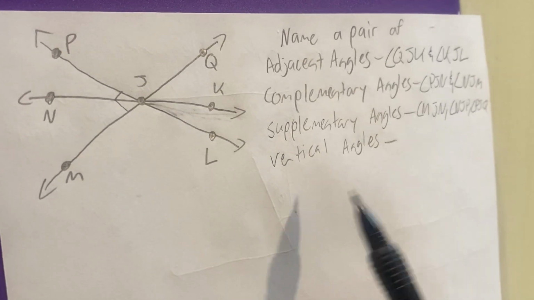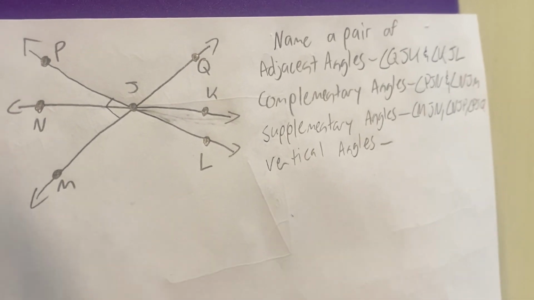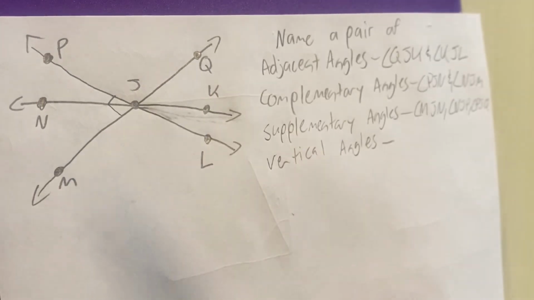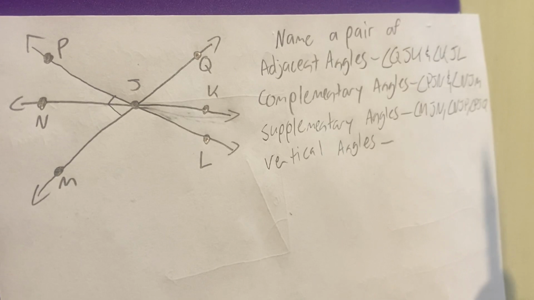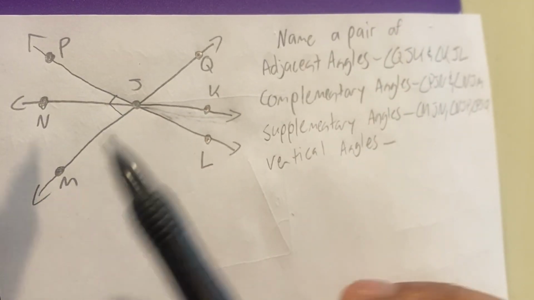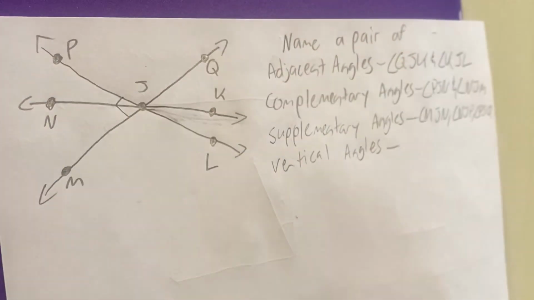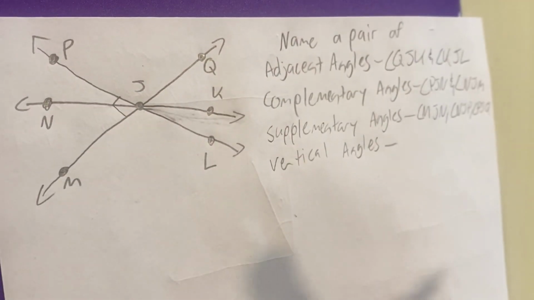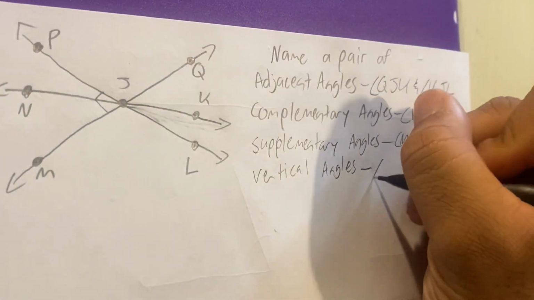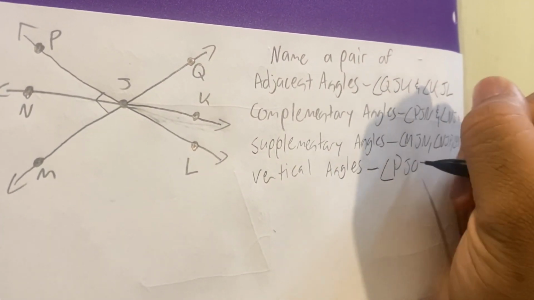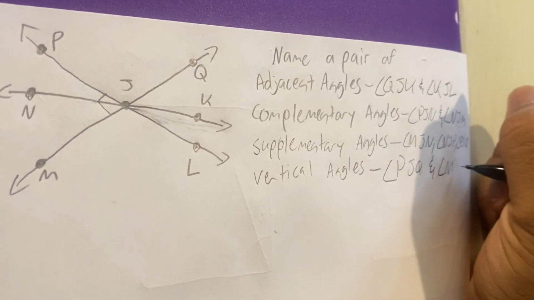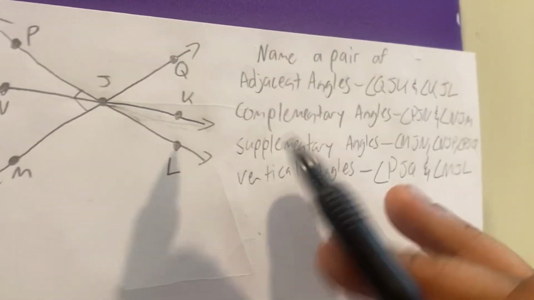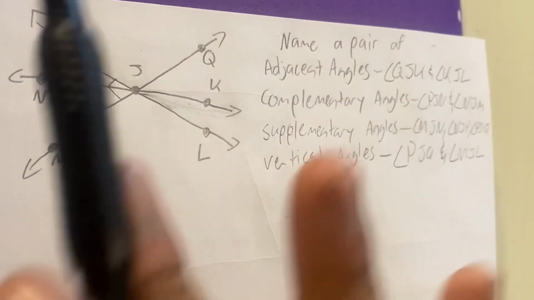So now let's do vertical angles. So basically, as you know, vertical angles form when we have a cross and 2 angles that basically are across from each other. So just like how I pointed to right here to show you an example, PJQ and MJL are vertical angles because they're formed by 2 lines crossing and they're right across from each other, and if we had to measure it, they would have the same angle. So it is PJQ and MJL.